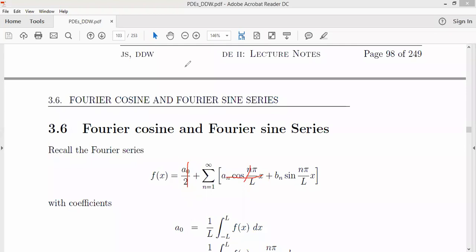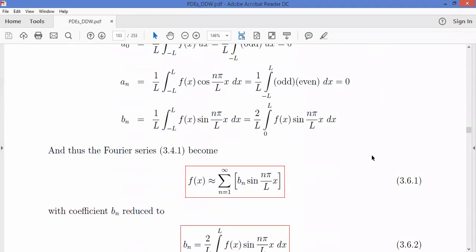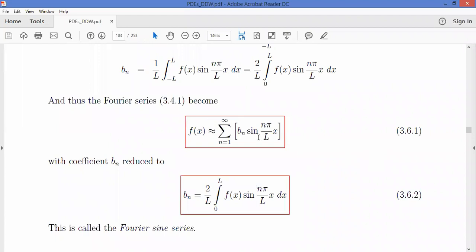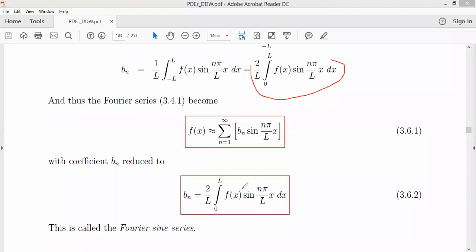Okay, right. We need this, there you go. So this is what we have in this red here. And we are saying with the coefficient Bn reduced to the Bn we have already seen, that our Bn, what we have in the box, is basically this one here. That is what we have as equation 3.6.2. And we are saying that this thing here is called a Fourier sine series.